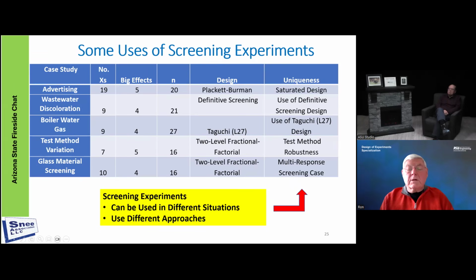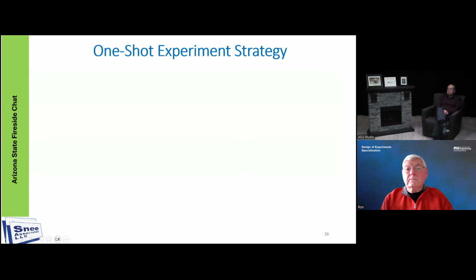So you can see that screening experiments can be used in many different situations and using different approaches. So very useful tool.